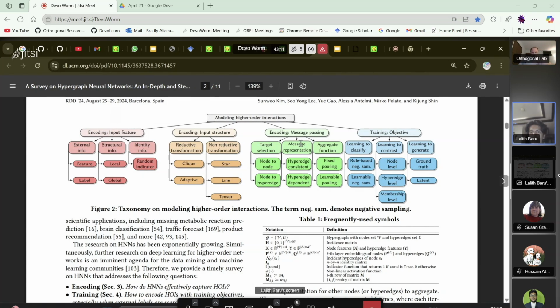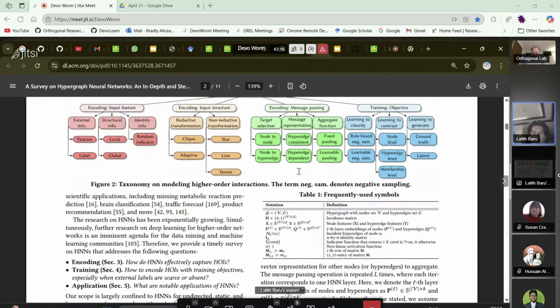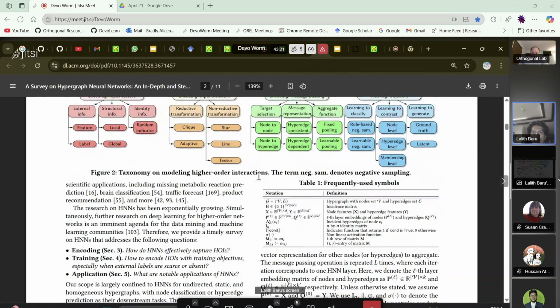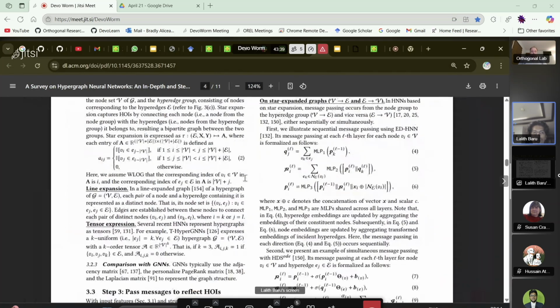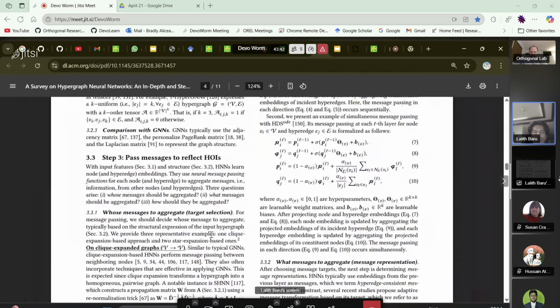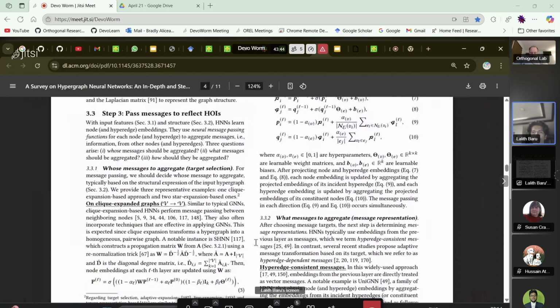And for the target selection and the message passing mechanisms, we want to learn the hyperedge features, and it should not be uniform, because it varies from one set of hyperedges to that of another. So it should be variant. It should not be uniform. So we use a learnable pooling mechanism or whatever mechanisms that we have described. So we want to focus only on the learnable parameters. So here we have seen the target selection and the representation.